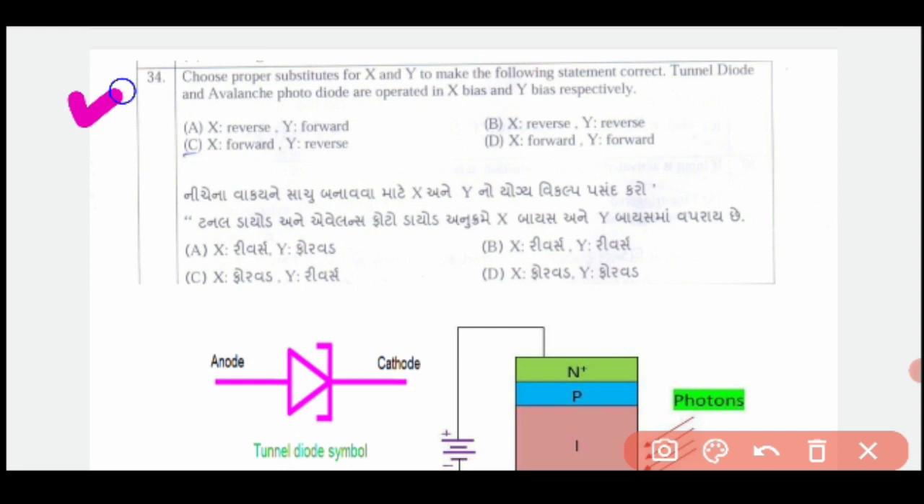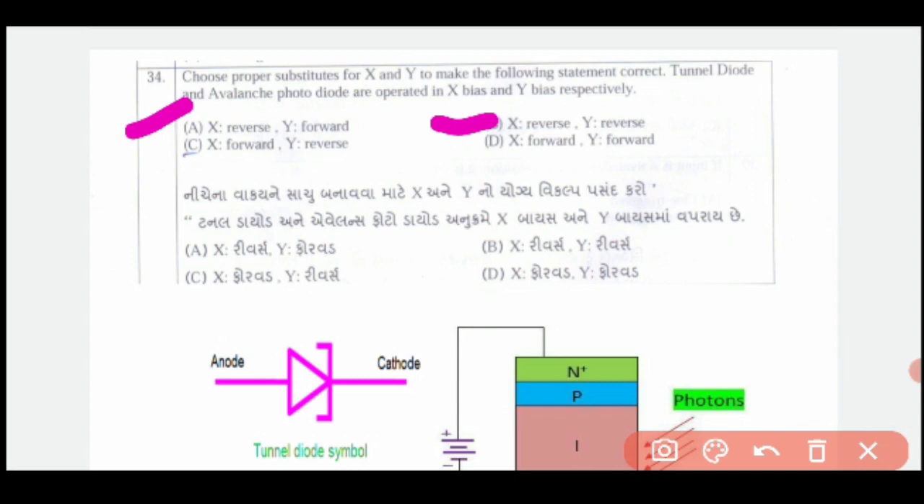Question number 34. Choose the proper substitute of X and Y to make the following statement correct. Tunnel diode and avalanche photodiode are operated in X bias and Y bias. Means the tunnel diode is operating in which bias, reverse or forward, and the avalanche photodiode is operating in which bias, reverse or forward?